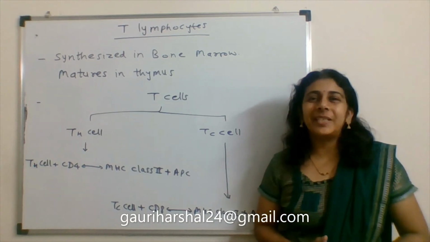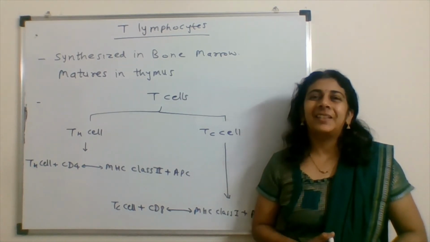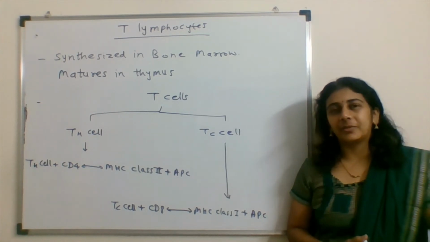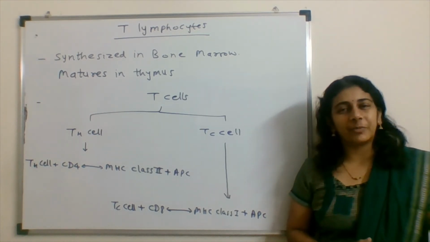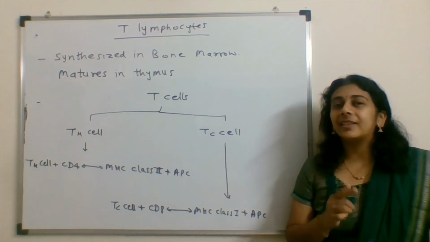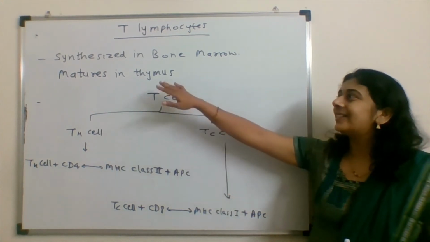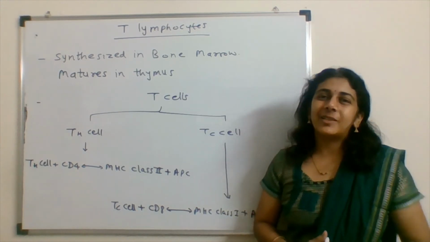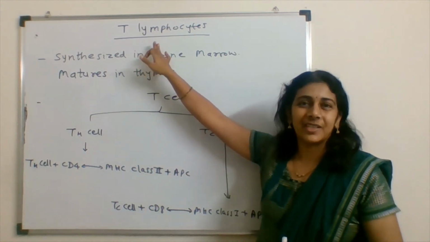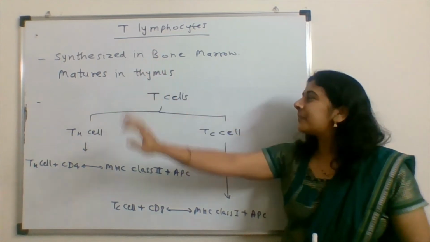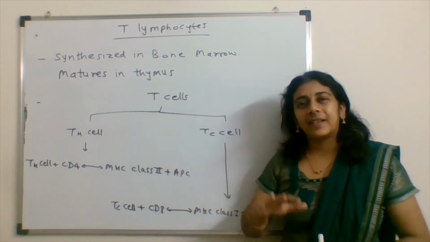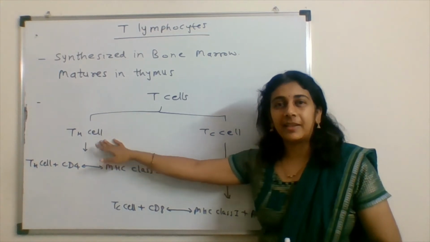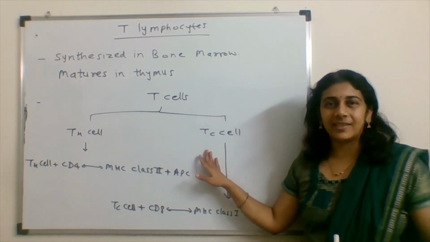Yes, the another option is T lymphocytes. T lymphocytes are cells which are also synthesized in bone marrow through the process of hematopoiesis. But these mature in the thymus gland, which is present above the heart, and that's why we call them T lymphocytes. T cells are divided into two types: T helper cells and T cytotoxic cells.